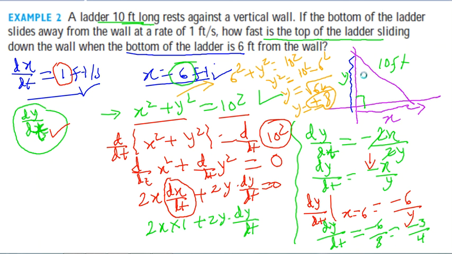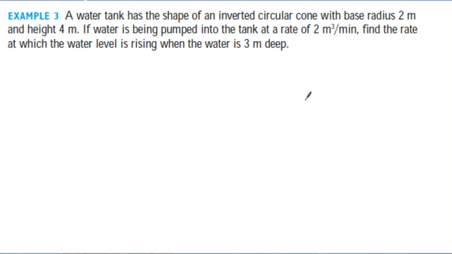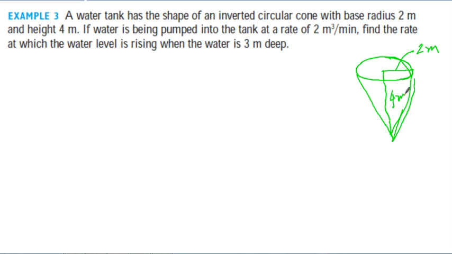The third type of example often consists of a cone. So here is the question. A water tank has the shape of an inverted circular cone with base radius 2 meter. It means there is a cone. The water tank is just like a cone, and the cone's base radius is 2 meter, and the height is 4 meter.